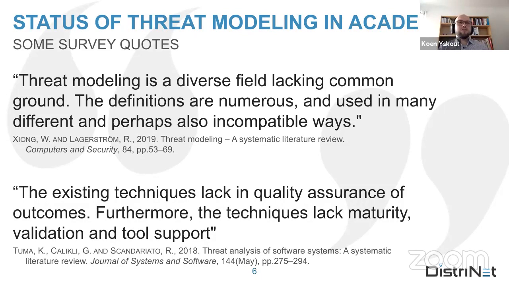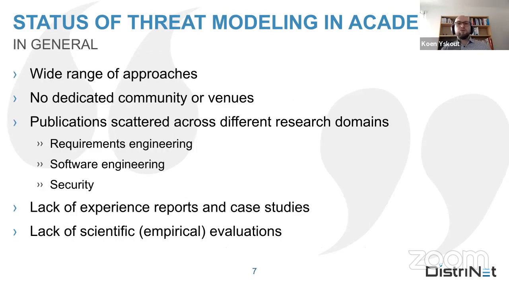Another survey says something similar. The existing techniques lack quality assurance of outcomes, and the techniques lack maturity, validation, and tool support. So if we look at these two surveys, they paint a picture about threat modeling where they say it covers a lot of approaches. So it's not just STRIDE and attack trees, but there are many more things that are also represented as threat modeling in the academic literature: formal and mathematical approaches, generation of security tests, etc., are things that are also covered under the threat modeling umbrella.